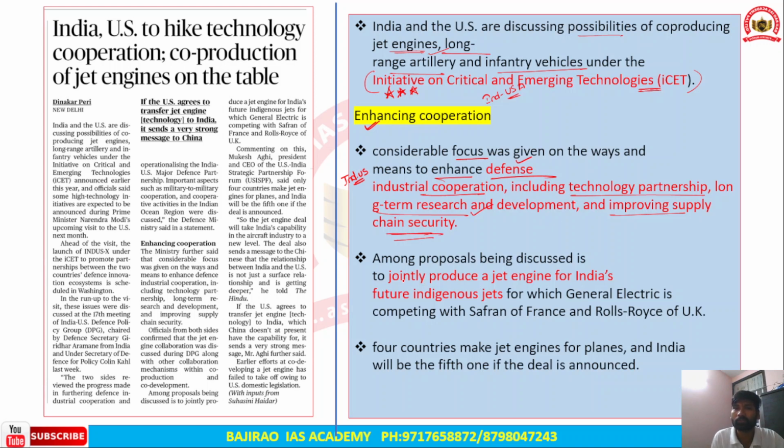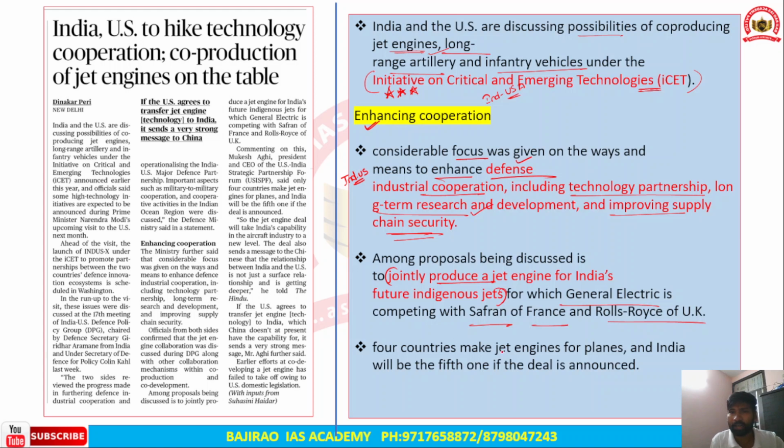So the proposals which were discussed include jointly producing jet engines for India's future indigenous jets. As of now, USA has not delivered any key or significant technology to India, but India and USA have been discussing jointly producing jet engines for India's future indigenous jets. For this, the General Electric company has been competing with Safran of France and Rolls Royce of UK. So India has been discussing with these countries about the jet engine transfer.